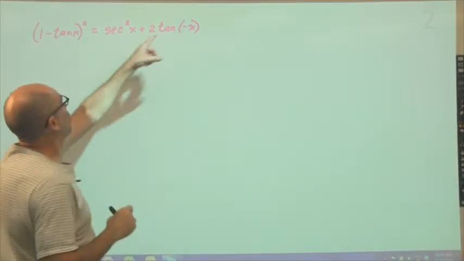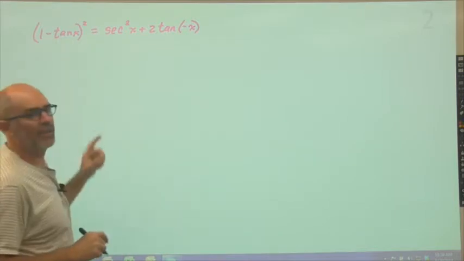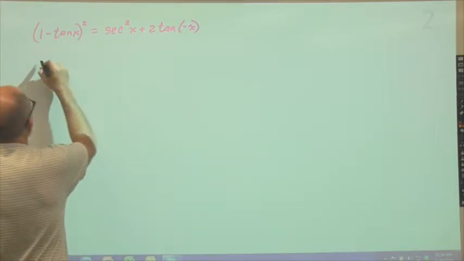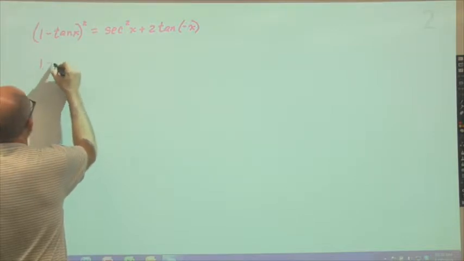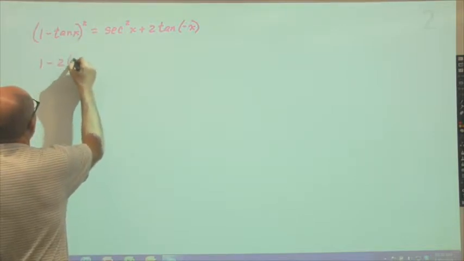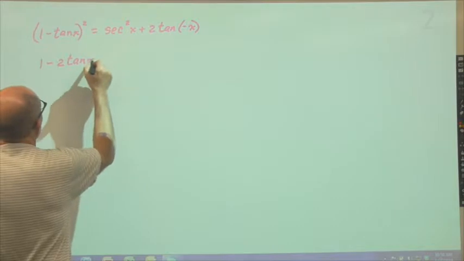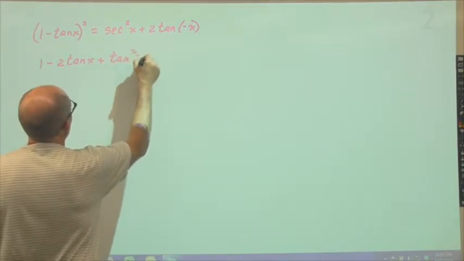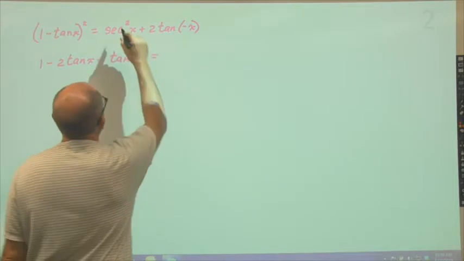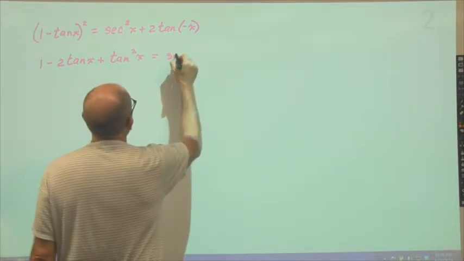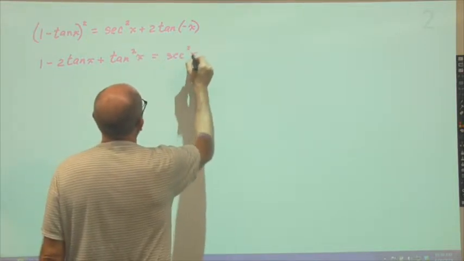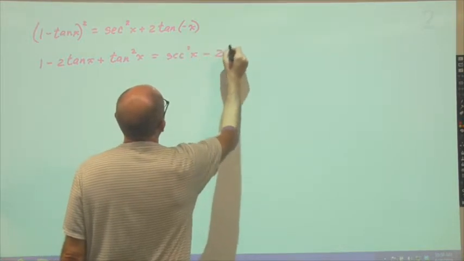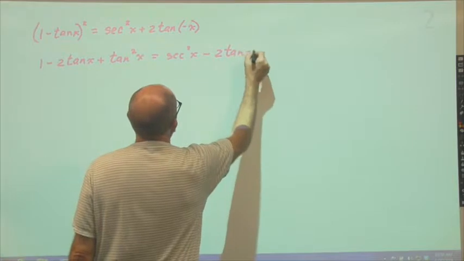While we're doing that, why don't we just distribute this out too? So we know that a minus b quantity squared is a squared minus 2ab plus b squared. Now over here we have secant squared x. Now the minus x makes it a minus 2 tangent positive x.